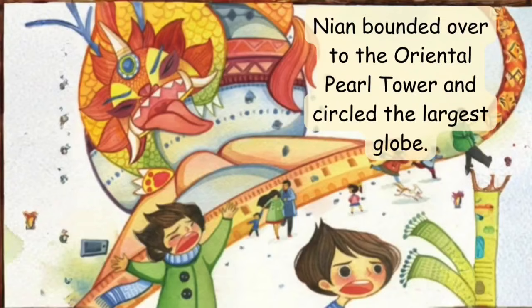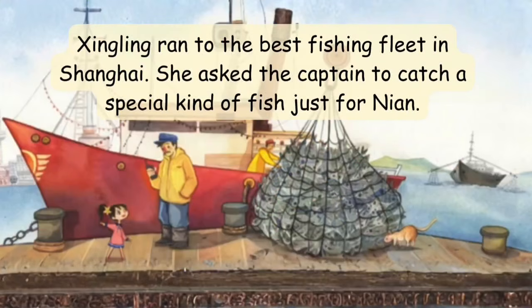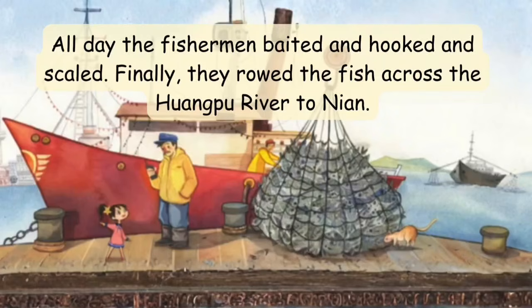Nian bounded over to the Oriental Pearl Tower and circled the largest globe. Xingling ran to the best fishing fleet in Shanghai. She asked the captain to catch a special kind of fish just for Nian. All day, the fishermen baited and hooked and scaled. Finally, they rowed the fish across the Wangpu River to Nian.